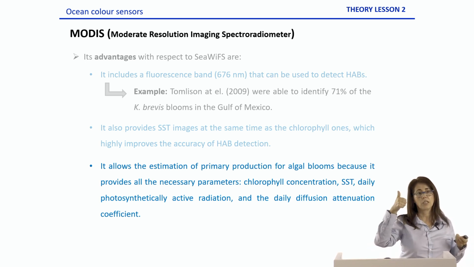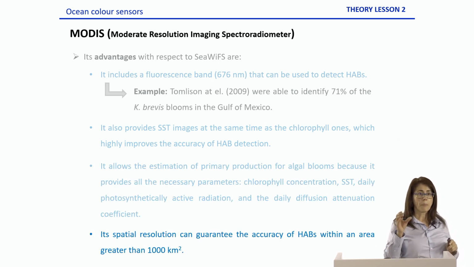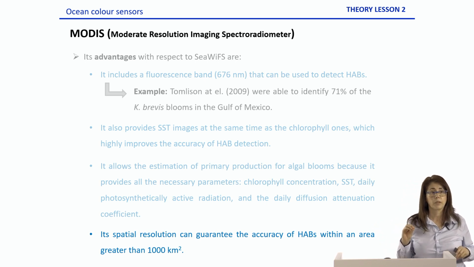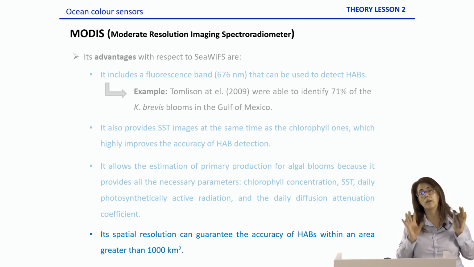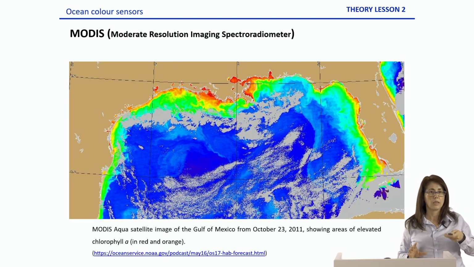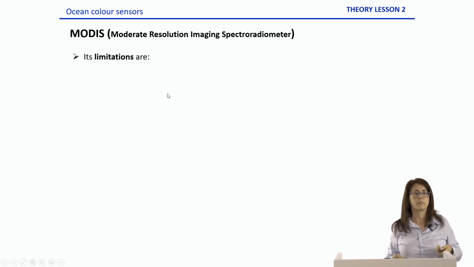Like, as we said, sea surface temperature, chlorophyll concentration, but it also provides photosynthetically active radiation and the daily diffuse attenuation coefficient. Also, it has a better spatial resolution than SeaWiFS that can guarantee the accurate resolution of HABs within areas that are still bigger than 1,000 square kilometers. This is an example of a MODIS Aqua satellite image for the Gulf of Mexico, where we can see large chlorophyll concentrations along the coast, mostly.